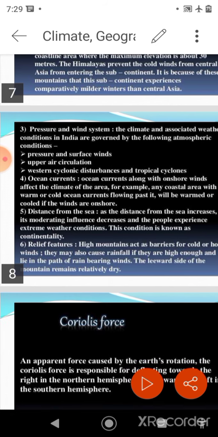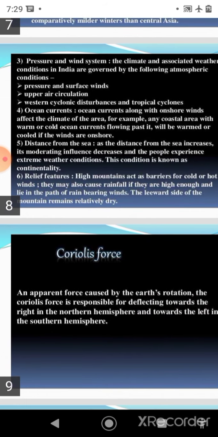After that, another factor is the ocean currents. What we discussed in the previous video, that ocean currents influence the climate of an area. Warm ocean currents make the adjoining coastal area warm and moist. Cold ocean currents make the adjoining coastal area cold and dry.